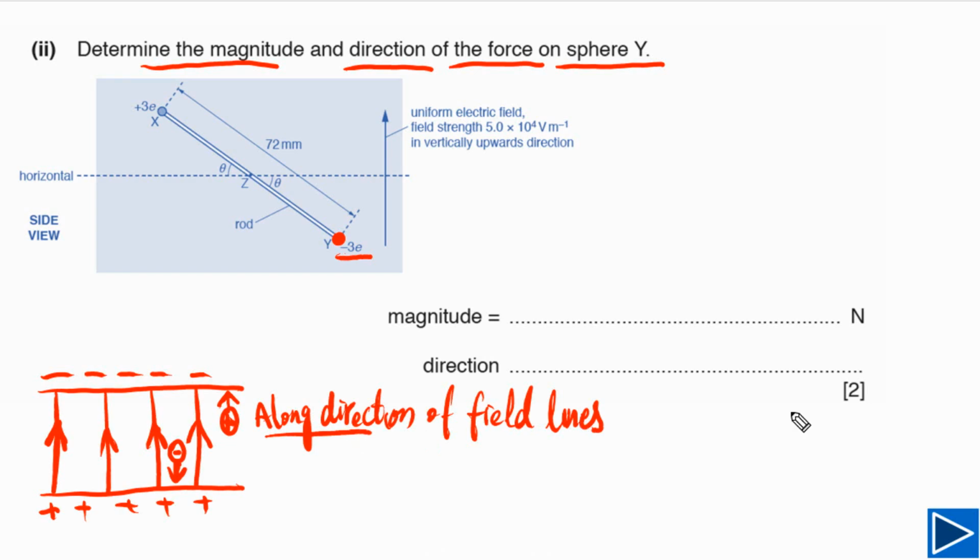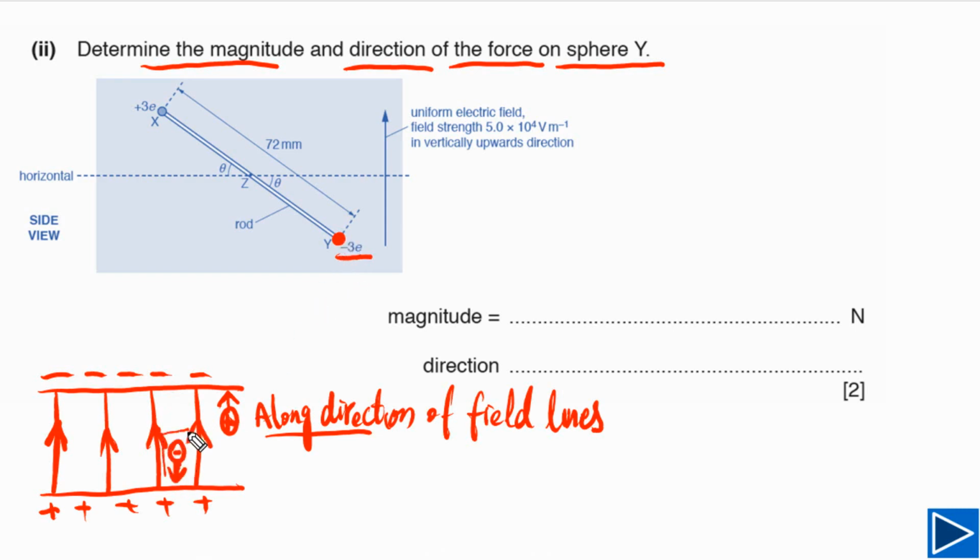So this is the main concept you need to understand. If you place any charge in electric field, that charge will experience force along direction of field lines. If the charge is positive, it will experience force from positive plate to negative plate, meaning high potential to low potential. But if it is negative charge, it will experience electric force from negative plate to positive plate. In this case we have a negative charge, so it will experience force in opposite direction of electric field.